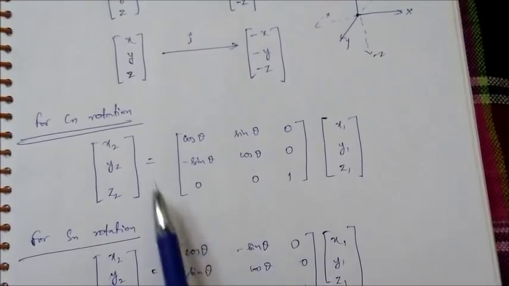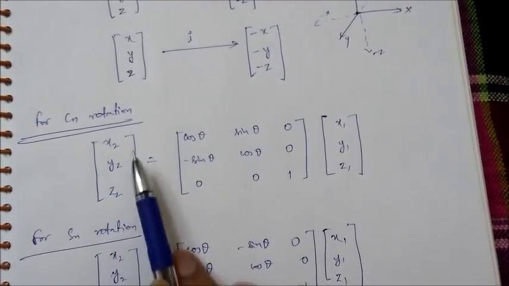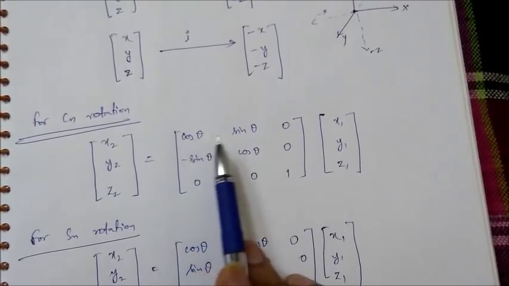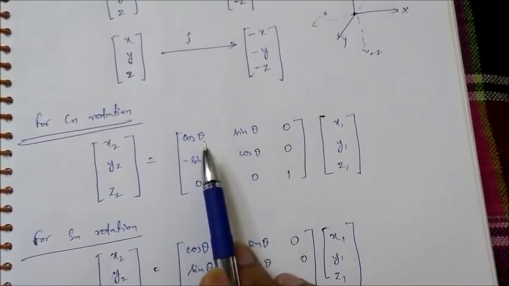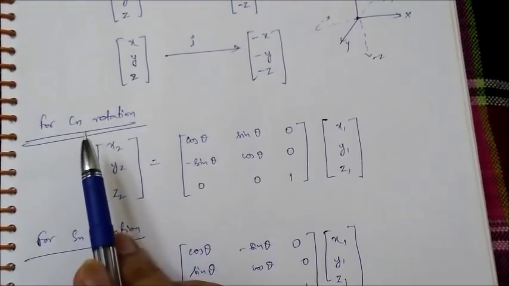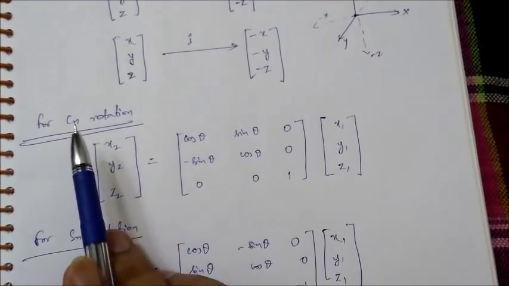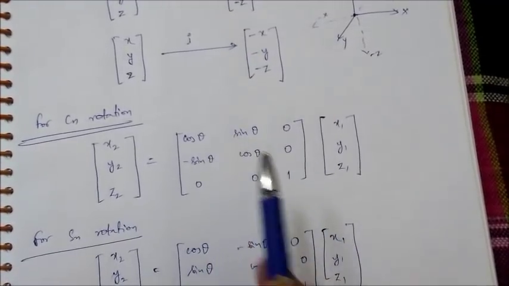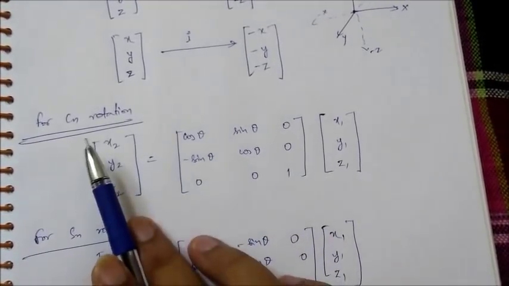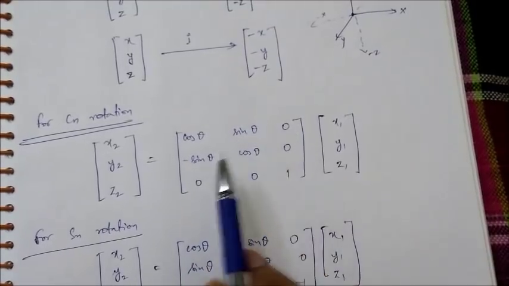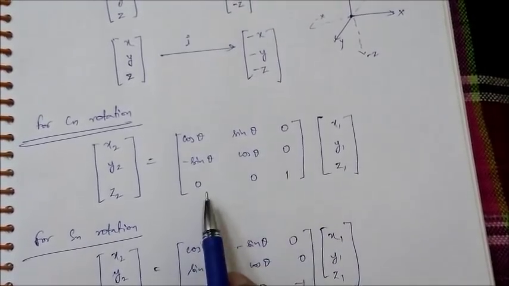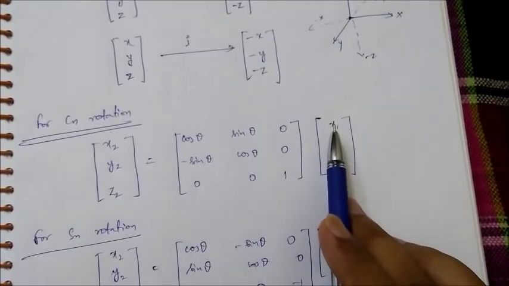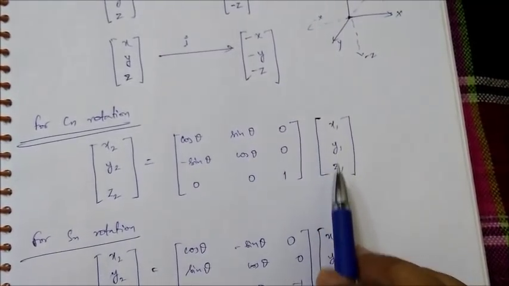So these x2, y2 and z2 will be the new axis which will be formed, and these cos theta, sin theta will be the angle by which the rotation will be there. Say if we have C3 rotation, C3 means the angle will be 120 degrees, so the theta will be 120 degrees. For proper rotation it will be cos theta, sin theta, 0; minus sin theta, cos theta, 0; 0, 0, 1. This will be a 3 by 3 matrix, multiplied by the previous axis x1, y1 and z1.